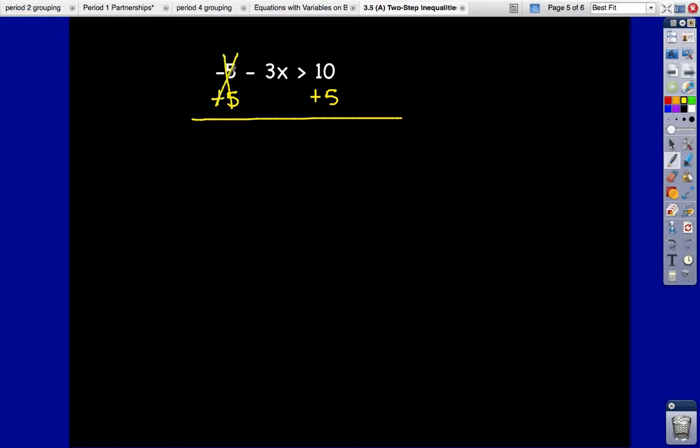These 5's go to 0 because -5 plus 5 is 0. But instead of just being left with 3x, I'm actually left with a -3x because this negative sign stays. We didn't do anything to get it to go away. Is greater than 15. Now to get rid of this -3, we do the opposite because it's -3 times x. So we divide by negative 3.